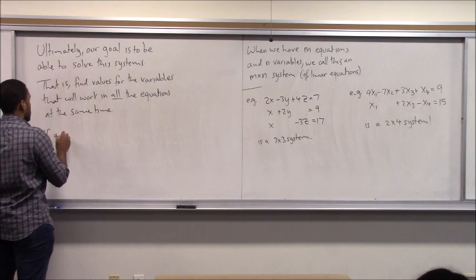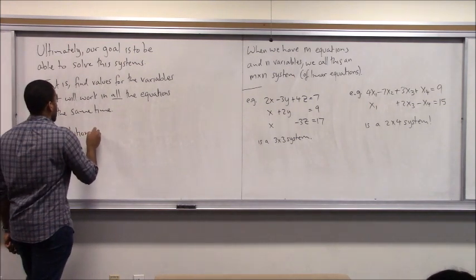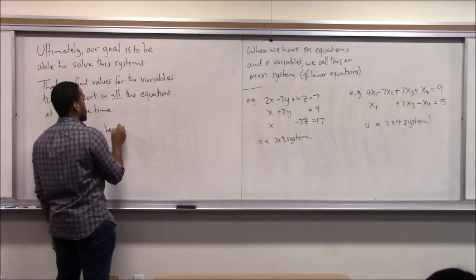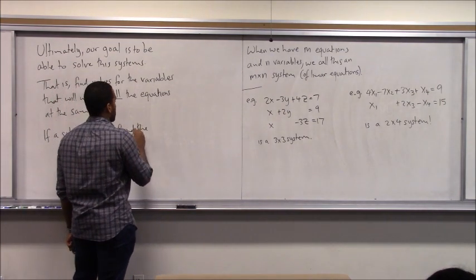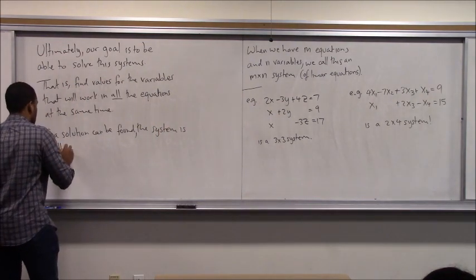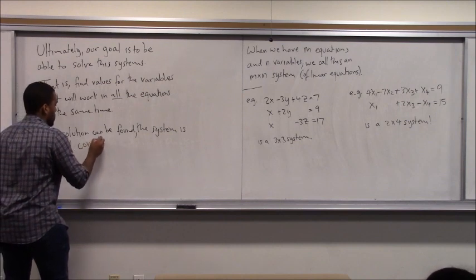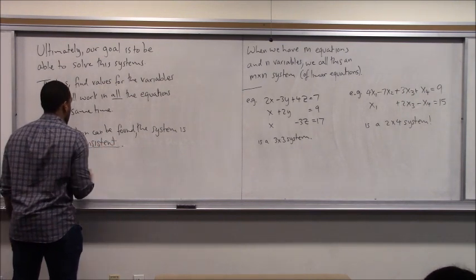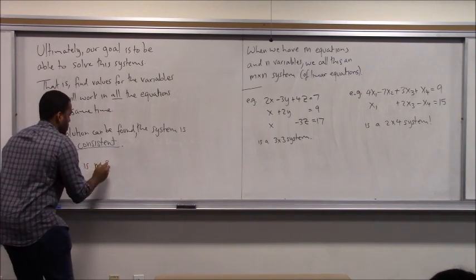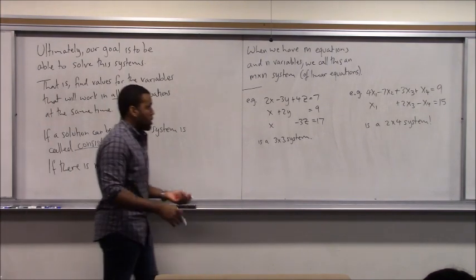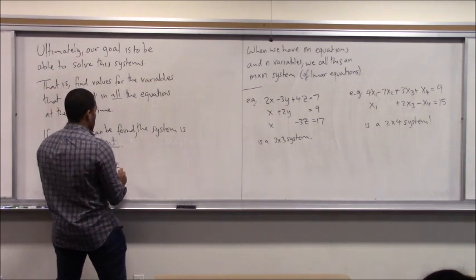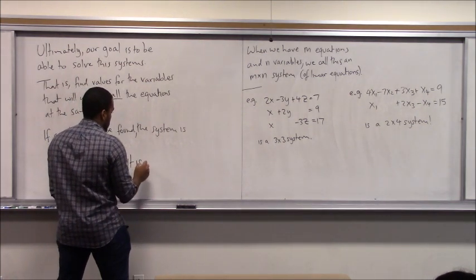If a solution can be found, technically they define this in the other section, but I'll just mention it here. If a solution can be found, the system is called consistent. If there is no solution, meaning no matter what list of numbers you tell me, there's no list that will work in all equations at the same time, it is called inconsistent.